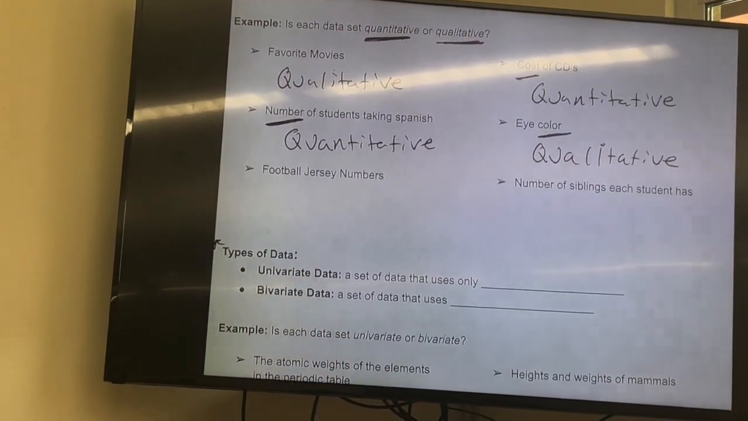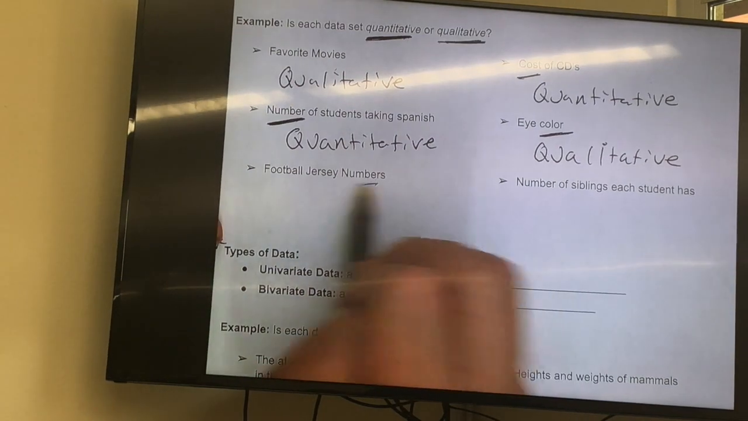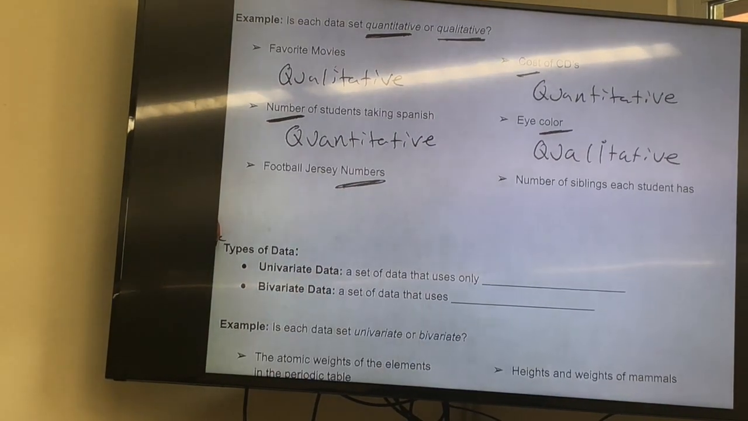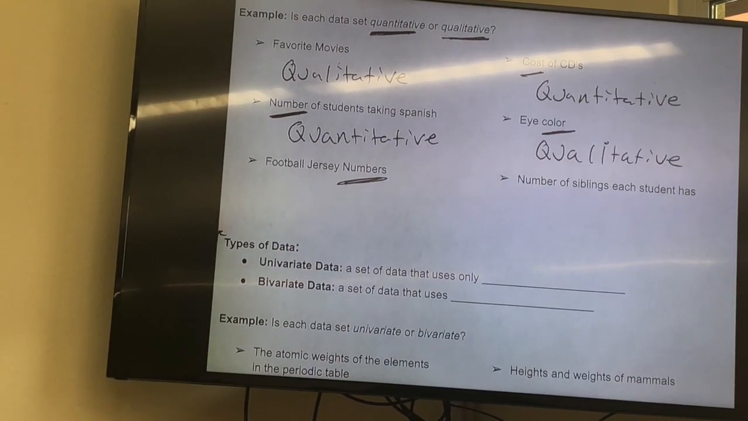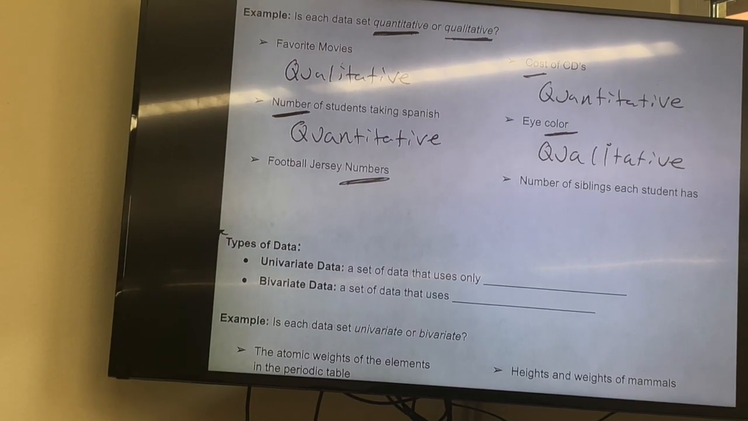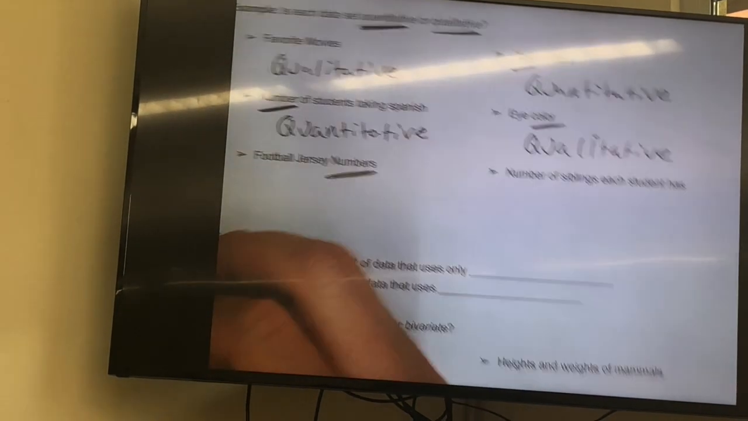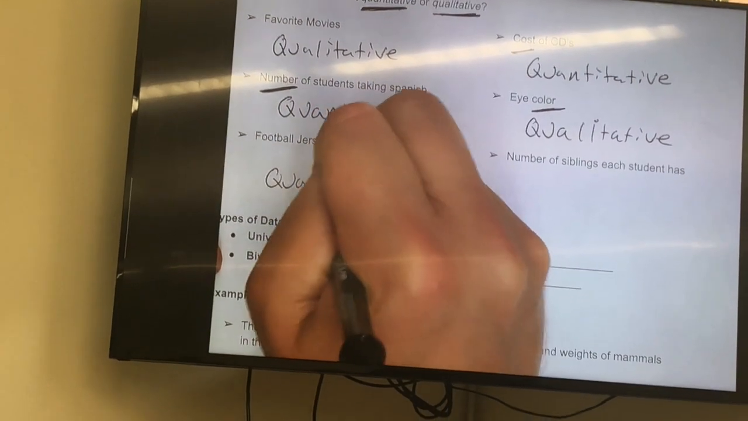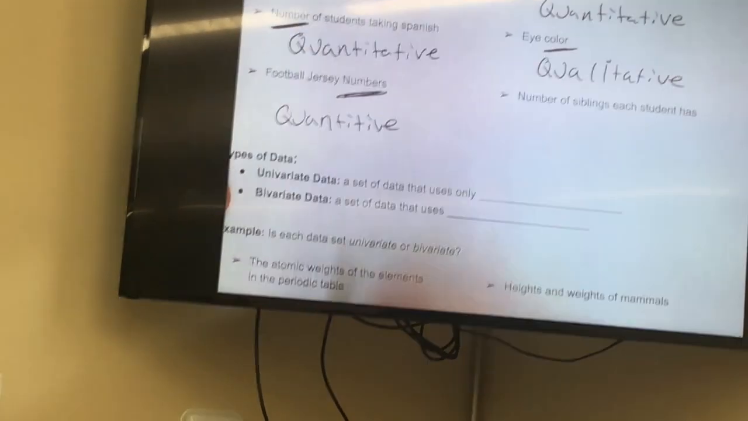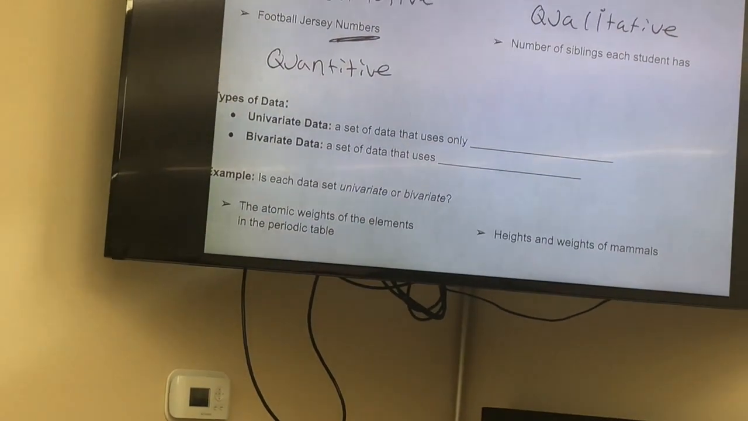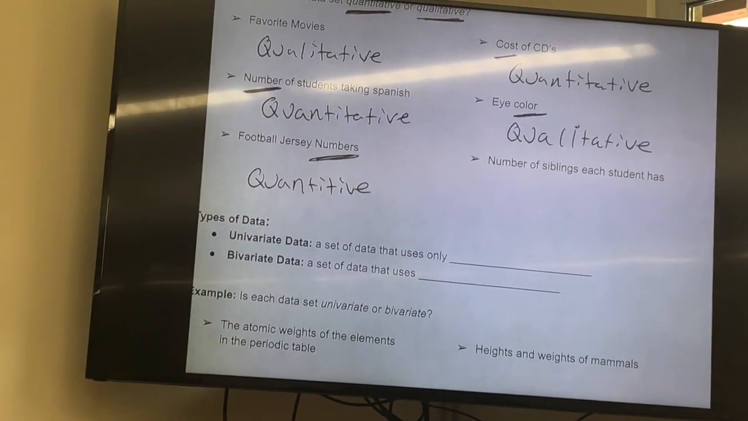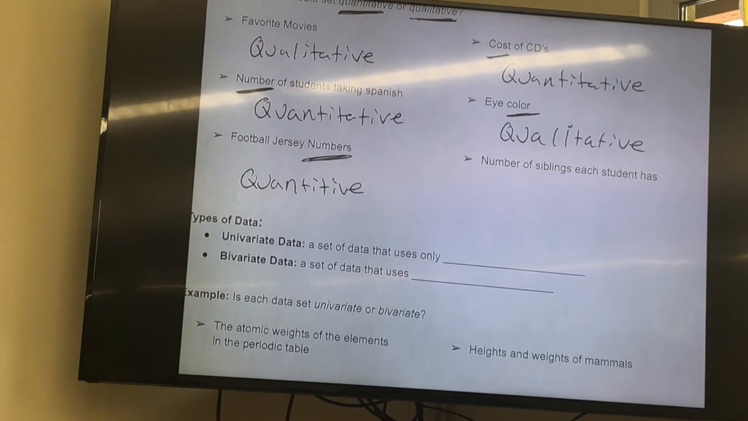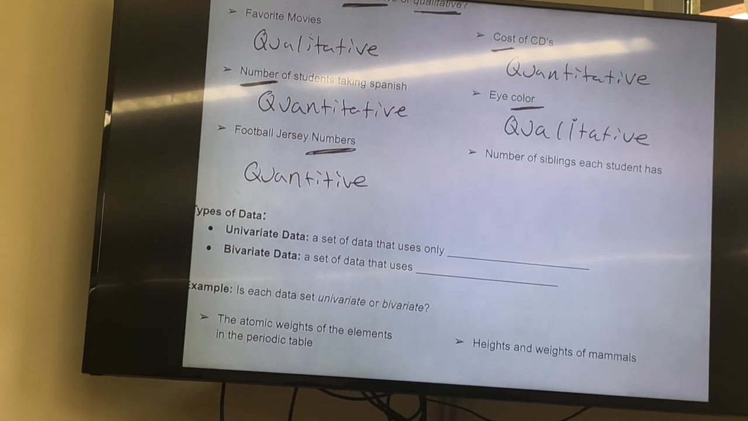Football jersey numbers. Okay, this is deceiving. You hear number, right? But we're talking about the quality of the look of the jersey, so that's going to be, I'm false, sorry. Miss May was about to just correct me. Sorry, we are talking about Tom Brady, Miss May's favorite quarterback. He is the number 12. So that is correct. That is quantitative.